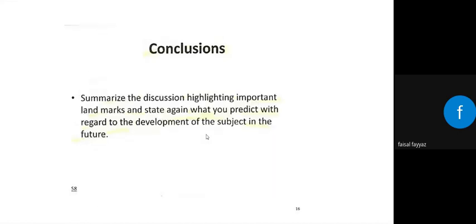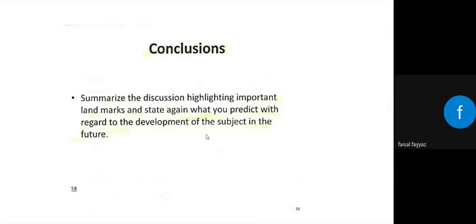Conclusion. Summarize the discussion, highlighting important landmarks and state again what you predict with regard to the development of the subject in the future. So you are telling that I did this research, and after this I am telling that I have done this thing by producing this item, by producing this idea or this thing.